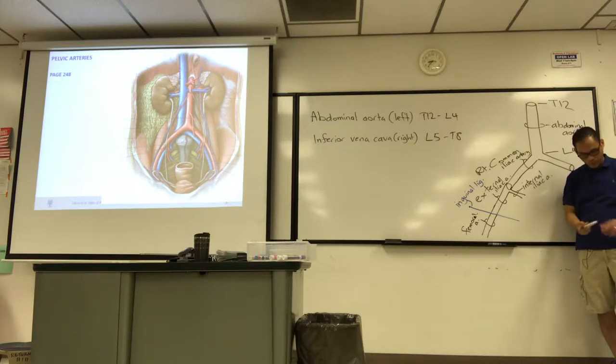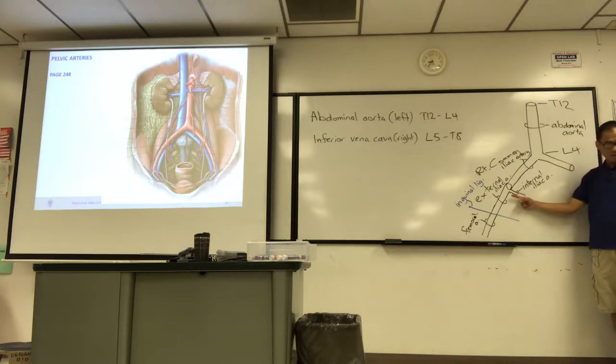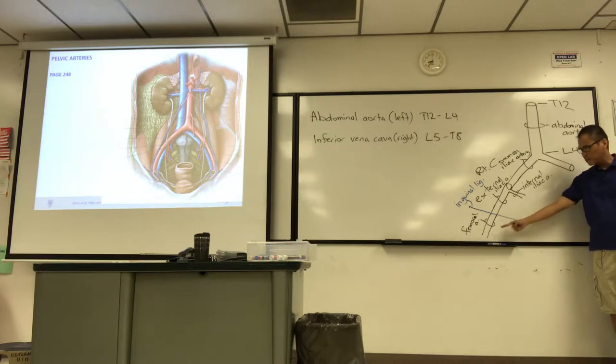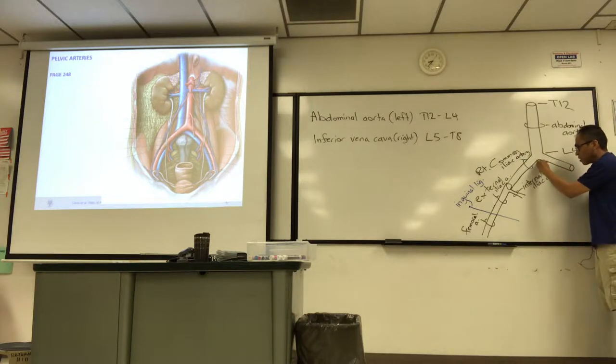The femoral artery is where you can have another pulse in your groin area. The internal iliac enters the pelvis. The external iliac does not enter the pelvis, it continues out of the pelvis. There are other arteries that enter the pelvis besides the two internal iliacs. There's a little artery that comes off here.